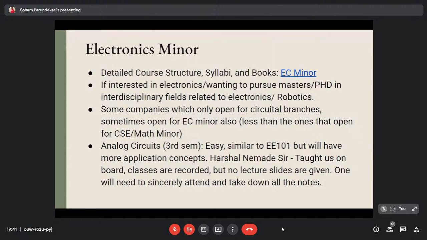Okay, so as I previously mentioned, the link is provided in this slide, so you could either Google it or you could access it once the presentation is shared.